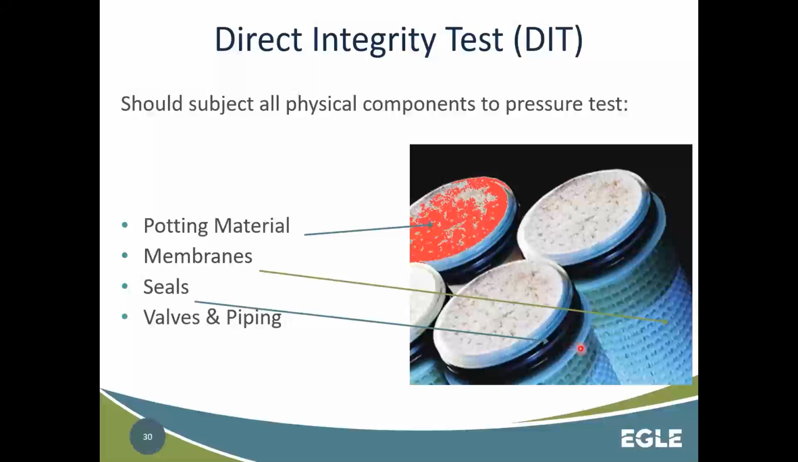These O-rings. Again, the water is introduced on the outside here, and it goes inside through the sidewall of these fibers and comes out the red potted end there. All of that filtration would be bypassed if you had a bad seal here. That raw water would go past the O-ring and right on out. So when we do the direct integrity test, that must also include those O-rings and seals, the potted material.